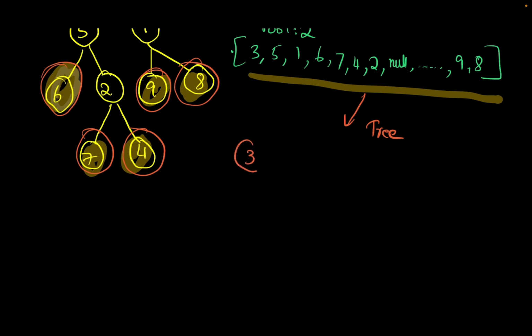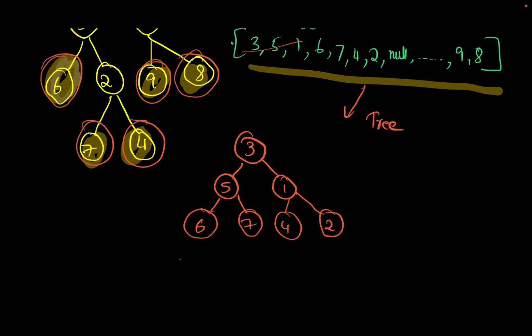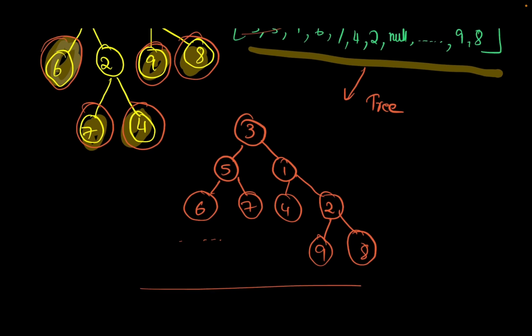So first will be a 3, and the next one will be a 5, and then a 1. So it's completed till here. Now let's go to the next, 6 and then 7. Here comes the 4 and 2, and as you see, the nulls go on, and finally we have 9 and 8. Everything goes from left to right. So if we have null, null, null, null, null, null, and finally 9 and 8 here. Let me erase this.